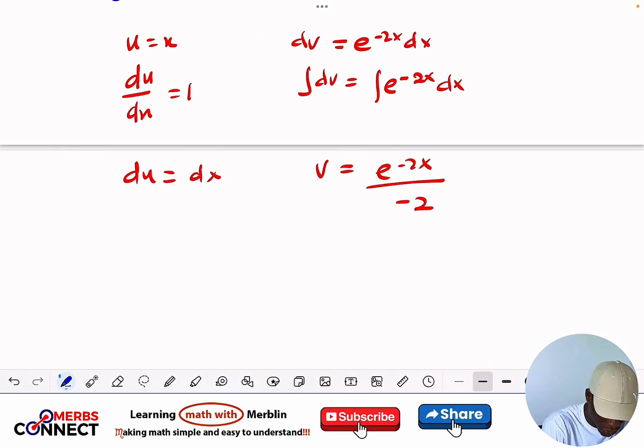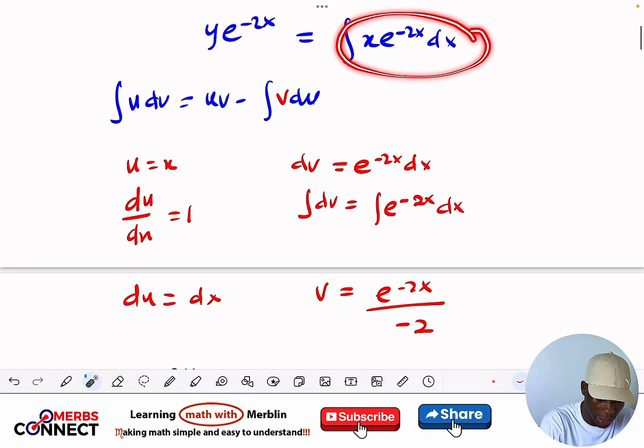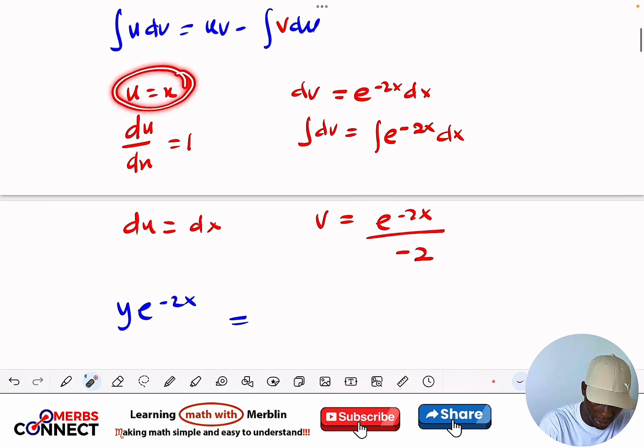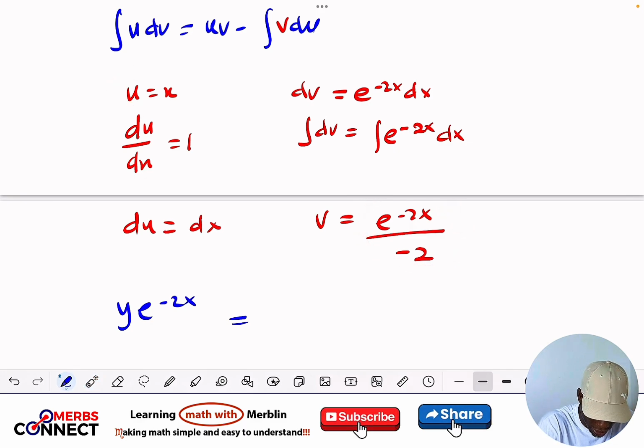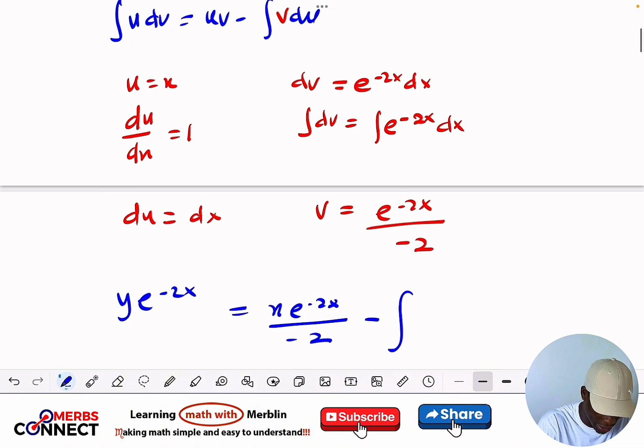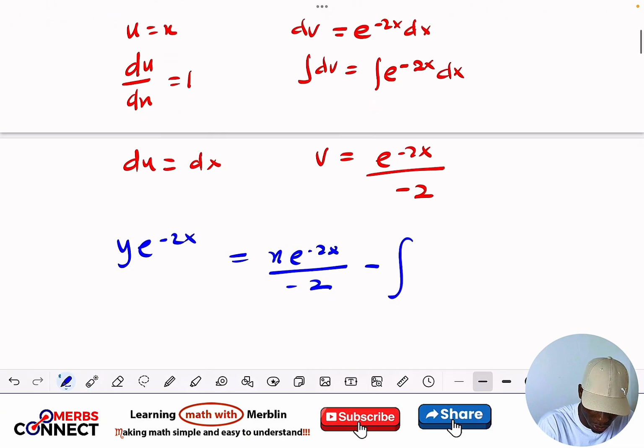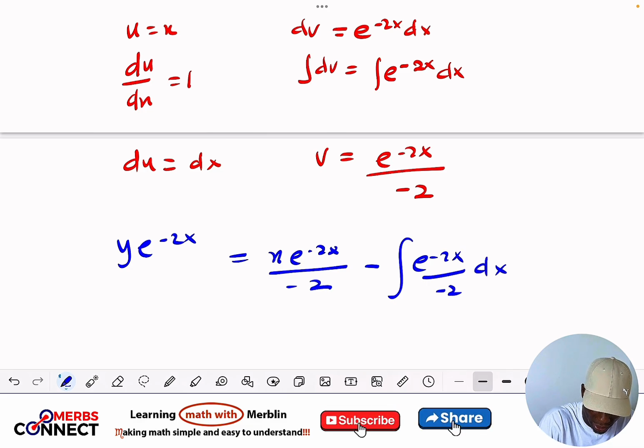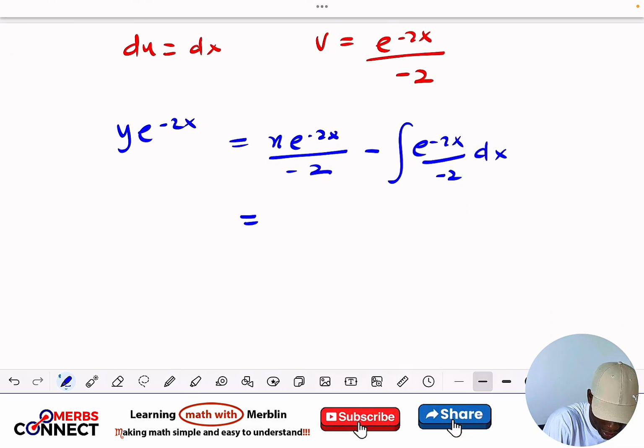So what are we going to get? We are going to have y e to the power minus 2x to be equal to, so this, we are going to use the integration by parts to do that. So this times this is going to give us x e to the power minus 2x divided by minus 2 minus integral of v times du, which is also equal to this. So I'm going to have e to the power minus 2x divided by minus 2 dx. So let's try and simplify this. Minus x e to the power minus 2x divided by 2 plus 1 over 2 integral of e to the power minus 2x dx.